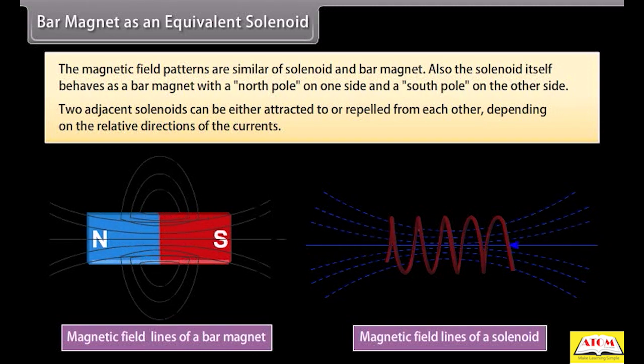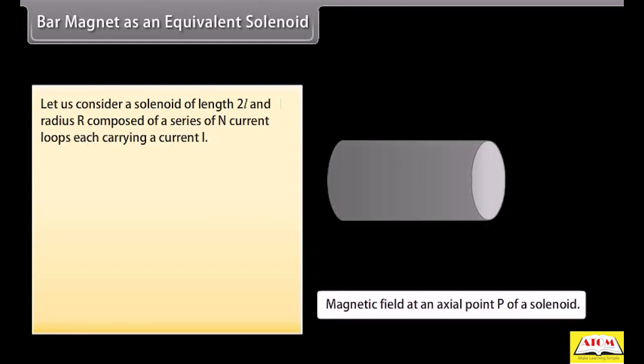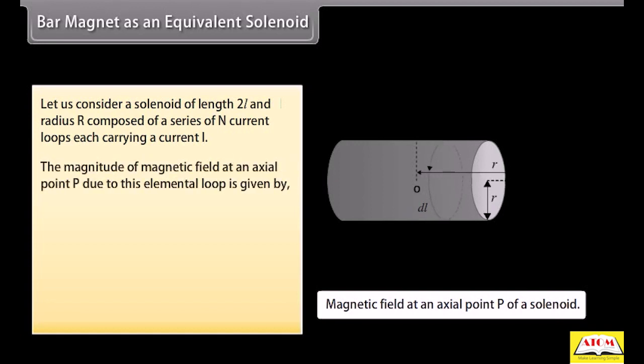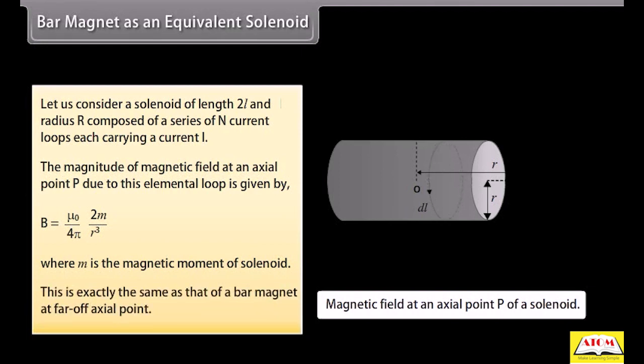directions of the currents. Let us consider a solenoid of length 2L and radius r composed of a series of n current loops, each carrying a current I. The magnitude of magnetic field at an axial point P due to this elemental loop is given by μ0/4π multiplied by 2m/r³, where m is the magnetic moment of the solenoid. This is exactly the same as that of a bar magnet at a far off axial point.